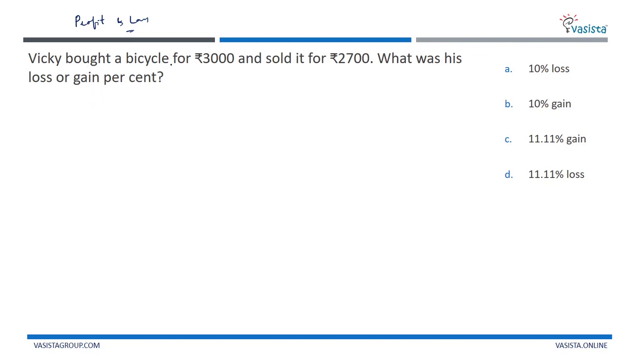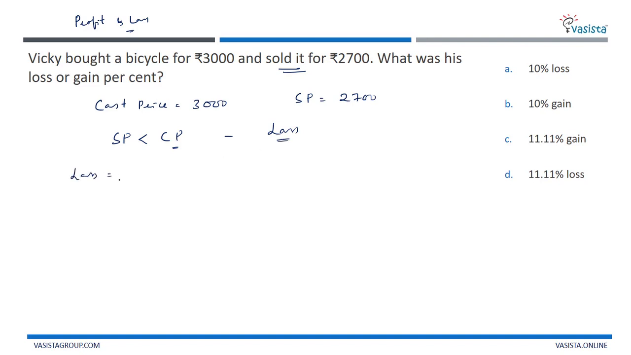So Vicky bought a bicycle for 3000, that is the cost price they have given. Cost price is equal to 3000, and sold it for 2700, that is selling price is equal to 2700. What was the loss or gain percent? Now in this particular case, selling price is less than cost price, so we are going to incur a loss. So let us find the loss.